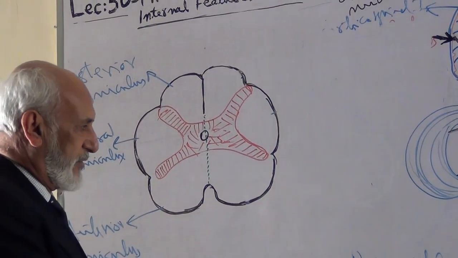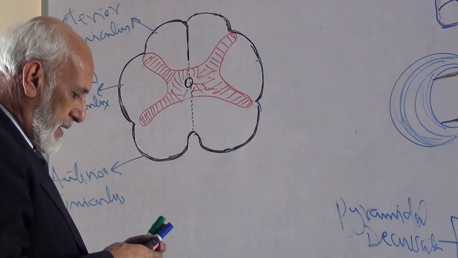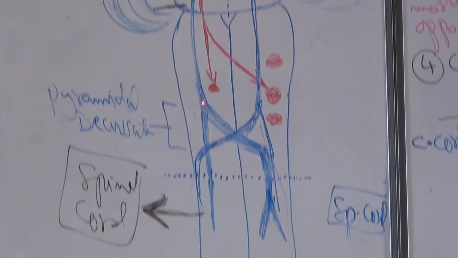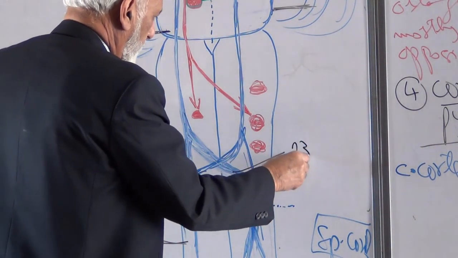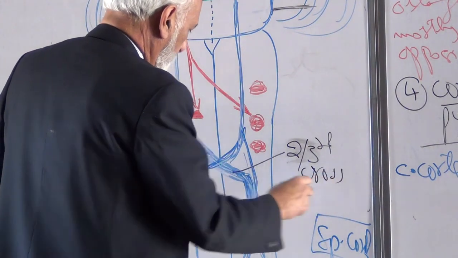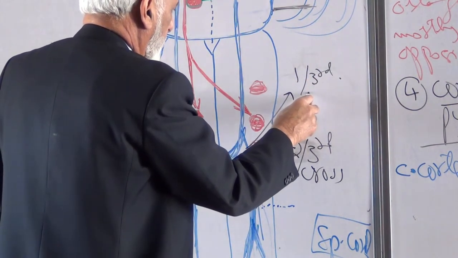Now these pyramidal tracts, after partial decussation in the lower part of the medulla oblongata, here two-thirds of the corticospinal or pyramidal tracts cross to the opposite side, and one-third remain on the same side. Two-thirds cross and one-third uncrossed.